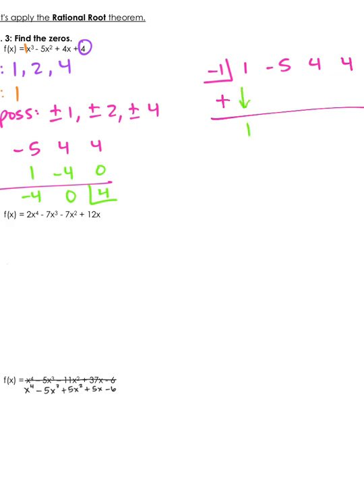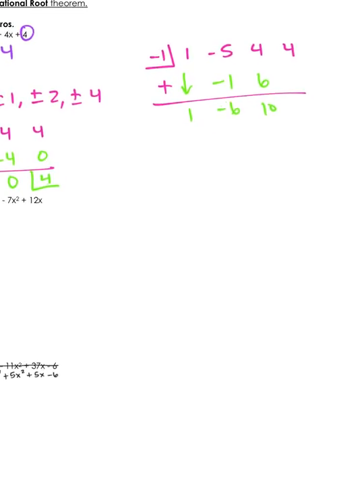So bring down the 1. 1 times -1 is -1. Plus -5 is -6. Times -1 is +6. Plus 4 is +10. Times -1 is -10. Plus 4 gives me -6. So unfortunately, that answer doesn't work either.